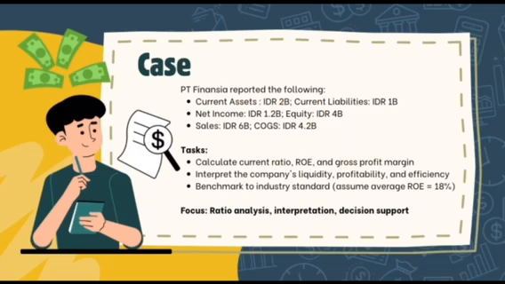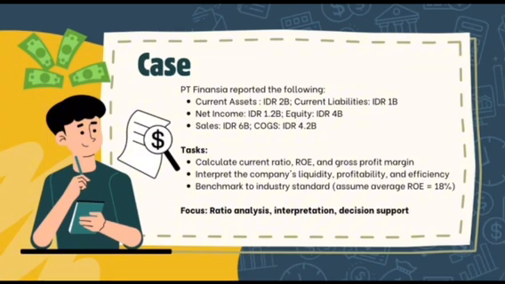Today, we will analyze PT Financia. This company reports current assets of 2 billion, current liabilities of 1 billion, net income of 1.2 billion, equity of 4 billion, sales of 6 billion, and cost of goods sold, or COGS, of 4.2 billion.